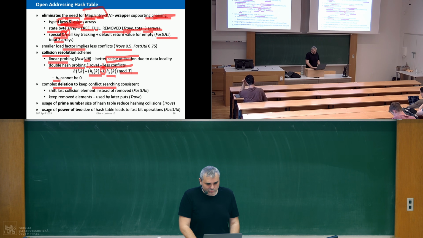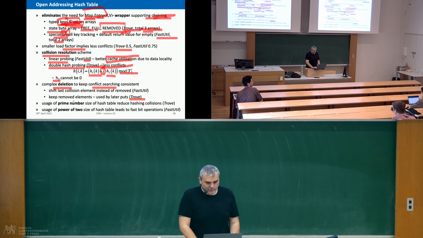Because Trove is using a third array, it tracks that something was removed. But in fact, it keeps the element in. So it never deletes the data, it keeps it in, just marks it as removed. On the other hand, fastutil doesn't have that removed flag. So what it does, it traces over the chain, finds the last colliding element, and moves it into the position where it was removed. So that's the approach that is used.